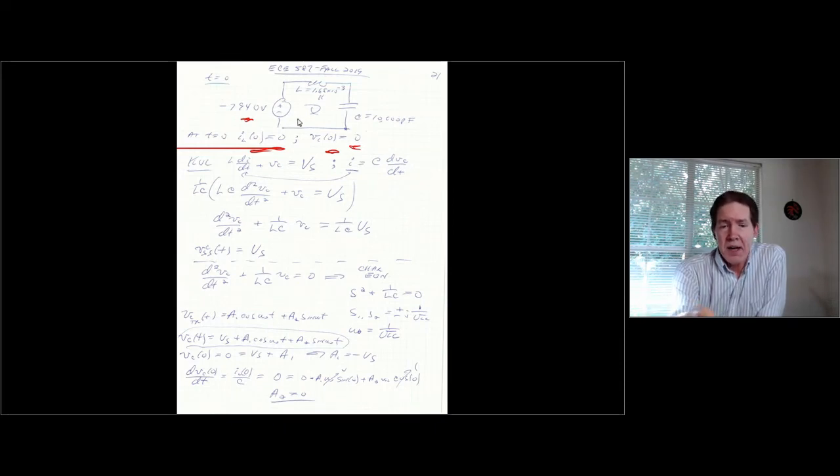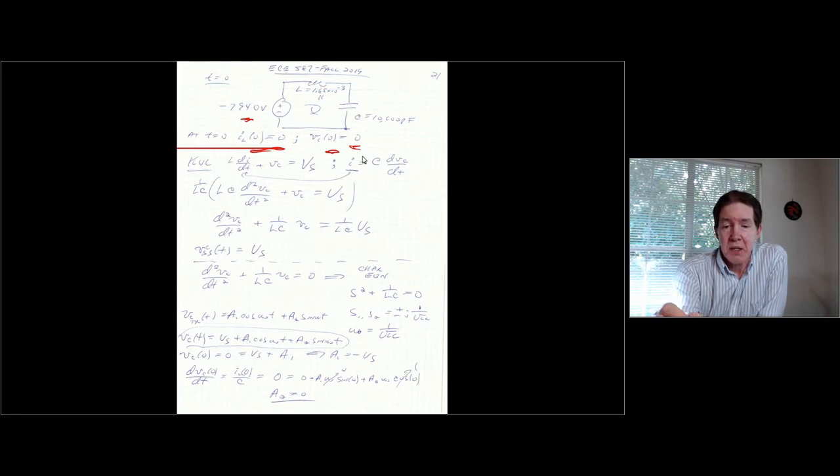I can write a Kirchhoff voltage law relationship. So I have L di/dt plus the capacitor voltage is equal to the source voltage. This is simply a DC value. I'm going to have a current going through that capacitor that's equal to C dv/dt. And the current going through the inductor and the current going through the capacitor are the same. Since this is a series circuit, I can substitute in for current in my Kirchhoff voltage law equation. All right, so I get this expression in parentheses.